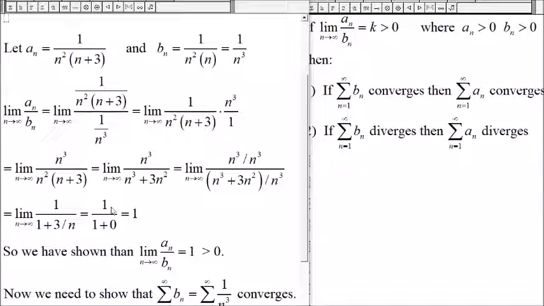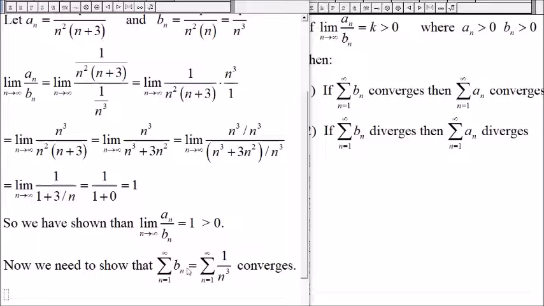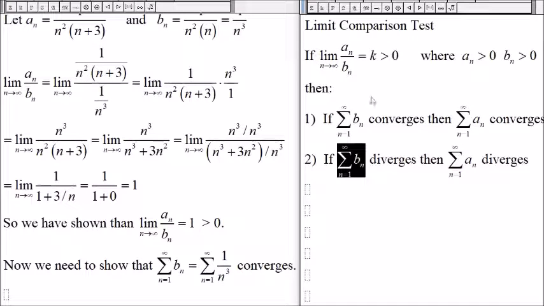The limit of 1 is 1, and as n approaches infinity, 3 divided by n approaches 0, and so we get 1. And so we have shown that the limit of a sub n divided by b sub n is equal to 1, which is greater than 0. And now we need to show that the series b sub n converges. One more time, the limit comparison test says that first we have to show that the limit of the ratio a sub n over b sub n is equal to a positive finite number.